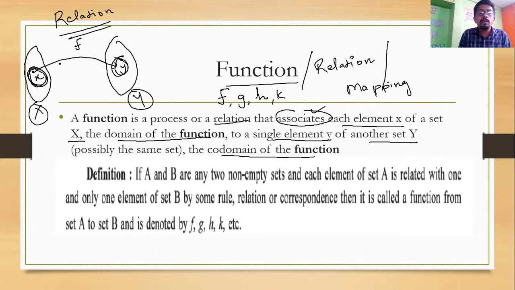So here when there is an element x, and if I am applying the function, if I am mapping it, I'll get the answer y. So I have x here. When I apply the relation, I get the answer as y. So f of x is equal to y. Understood?